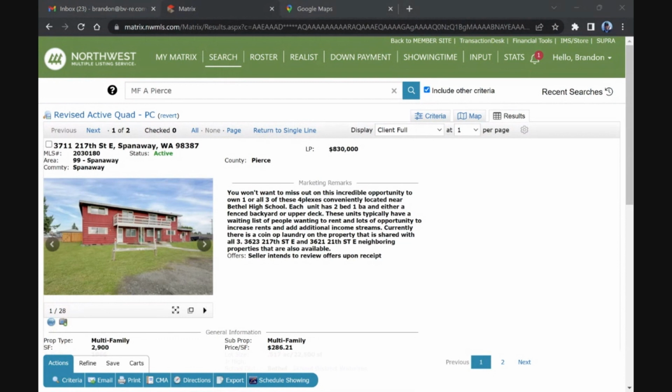They are all right next to each other. So you have 1, 2, 3. All three of these fourplexes are for sale. So you could have 12 units for about 2.4 million, which is about 200,000 a unit, which isn't terrible.